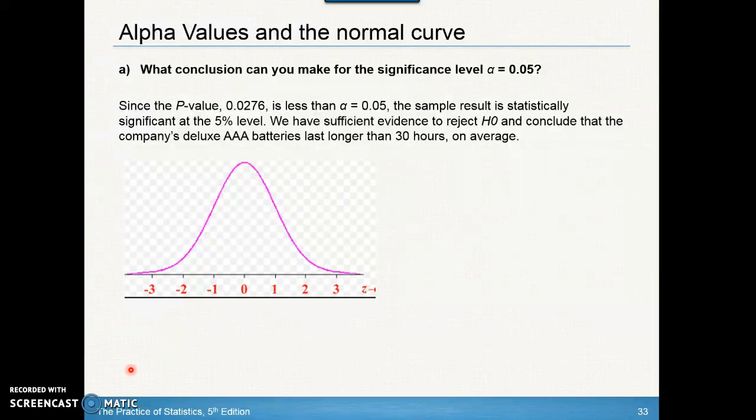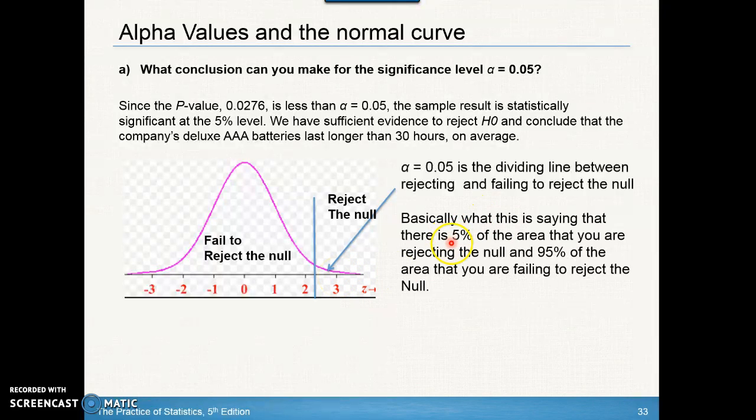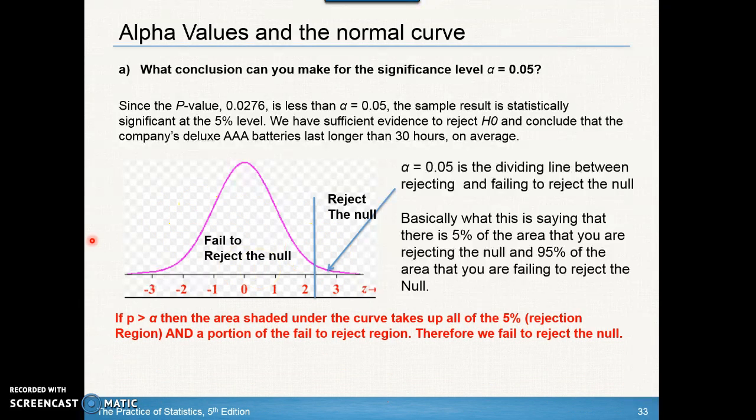Now, this is just taking a look at where the rejecting and failing to reject region comes from. So this is what I was explaining on the other side. At alpha is 0.05, that's the dividing line between failing to reject the null and rejecting the null. So failing to reject the null 95% of the time, rejecting the null 5% of the time. Basically, what this is saying is there's 5% of the area you're rejecting, 95% of the area where you're failing to reject. If P is greater than alpha, then the area shaded under the curve takes up all the 5% region and a portion of the fail to reject region. Therefore, we fail to reject the null.